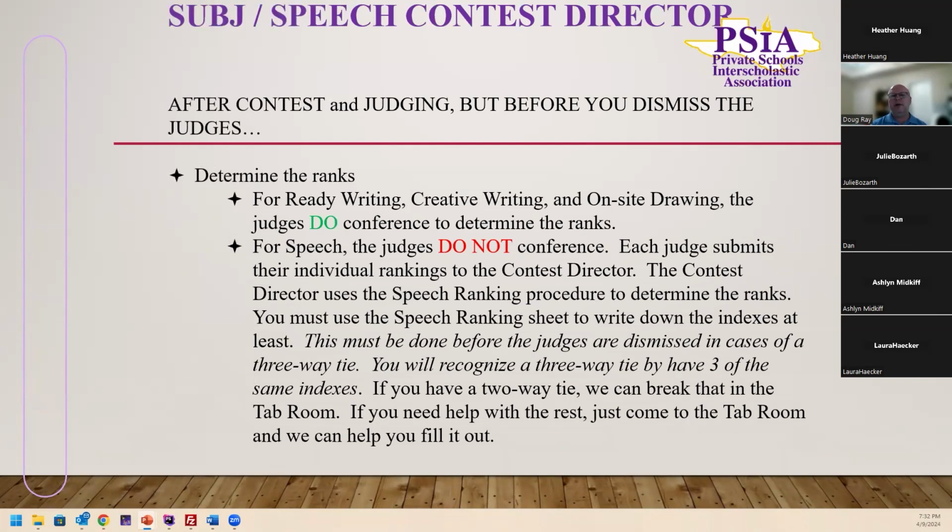That's how they determine the ranks. Each judge in a ready writing contest comes in and says, well, I kind of like these for the top 10, and then they talk about it and they come to a consensus. Same thing with creative writing. On-site drawing is a little bit different.